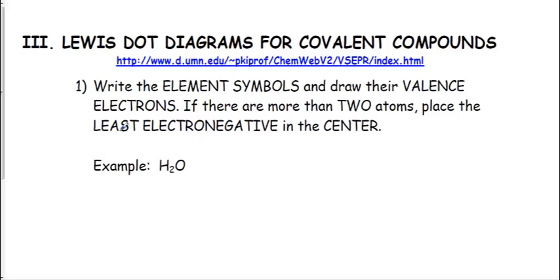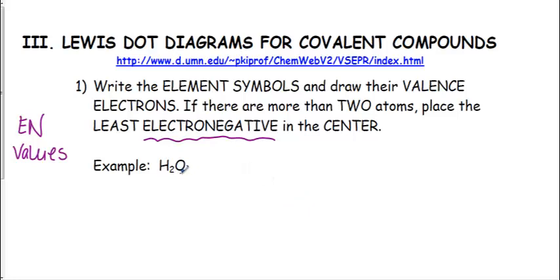So let's look at Lewis dot diagrams for covalent compounds. An animation will be located at this website, so please go to this when you get a chance. Write the element symbols and draw their valence electrons. If there are more than two atoms, place the least electronegative in the center. So what do I mean by this? You have to look up the electronegativity values in your reference tables. Okay, and here's an example of water.